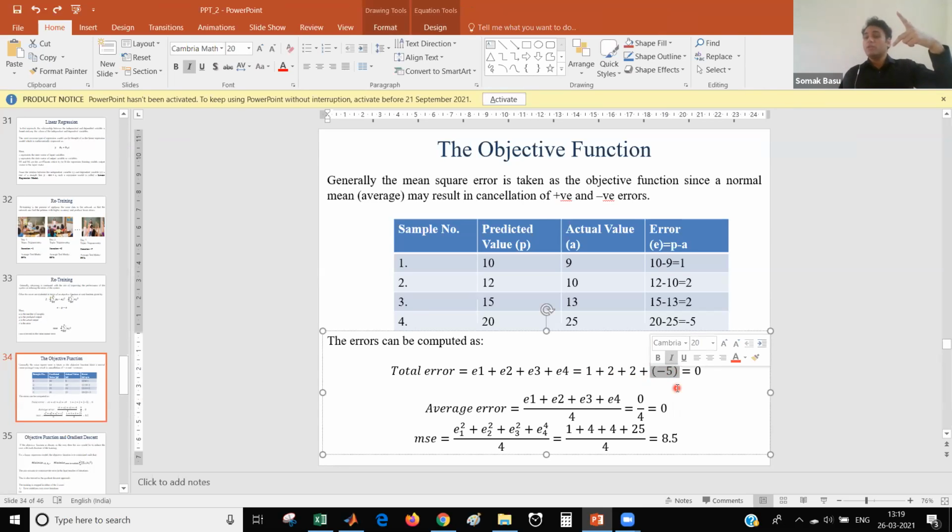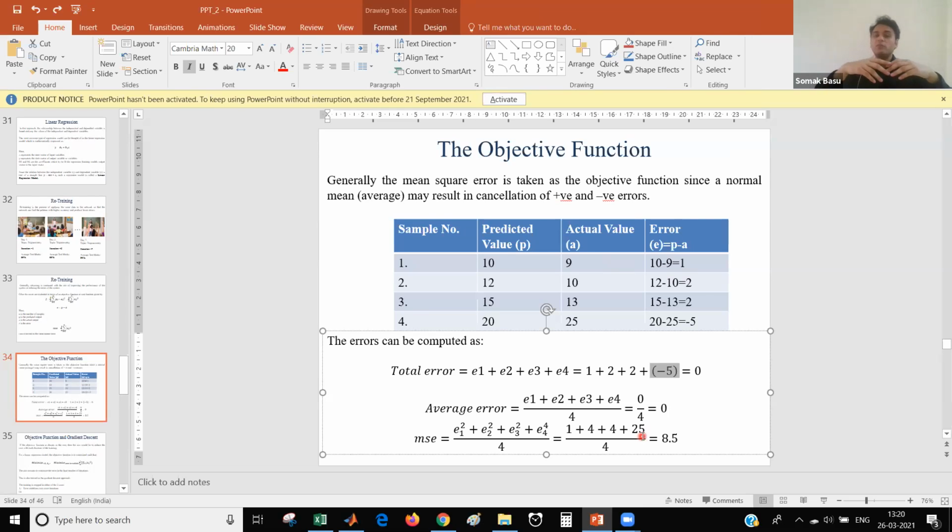So the errors can be positive or they can be negative. If you add up errors like this, then the positive errors and the negative errors can cancel out. So it is better to square the errors and after that calculate the average. So 1 square is 1, 2 square is 4, 2 square is 4, minus 5 square is 25.